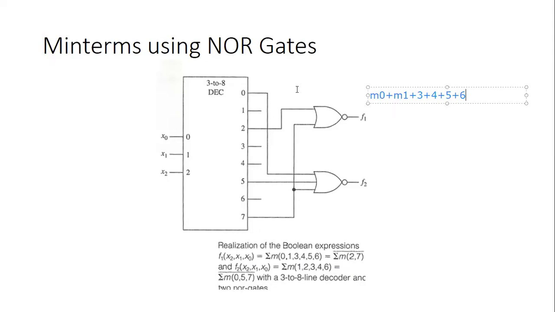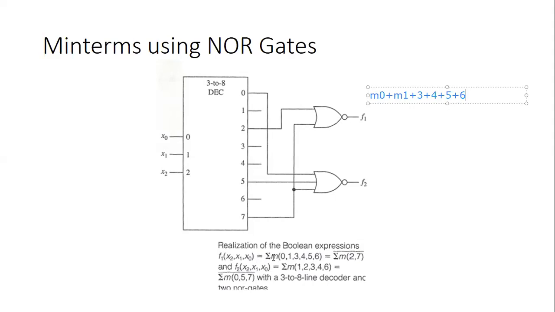This is nothing but an OR gate. So M0, M1, M2, M0, M1, M3, M4, M5, M6, you can combine and give it to an OR gate. This is a different explanation from what is given over here. You can directly give it to an OR gate, you will get the output.